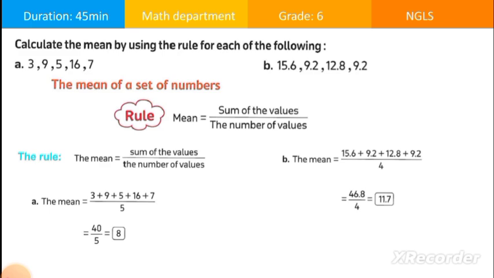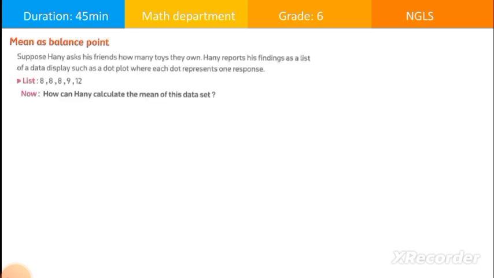9.2, 12.8 and 9.2. The sum of these values is 46.8, and the number of values is 4. So 46.8 over 4 is 11.7. Calculate the mean of the following data by using the balance point.